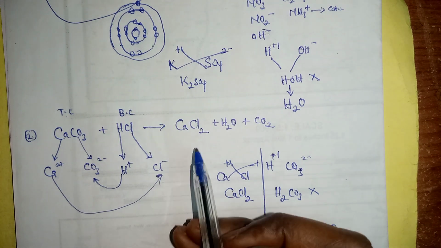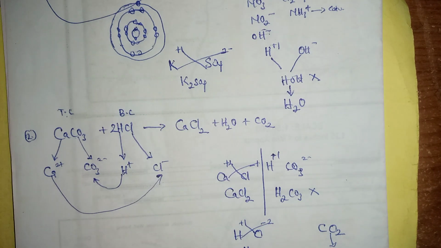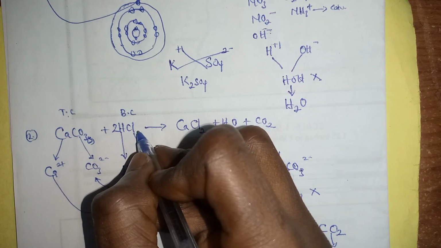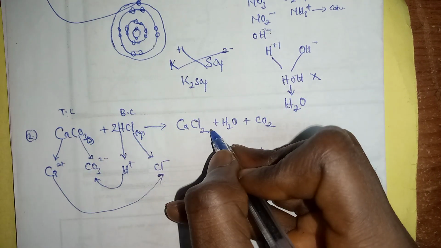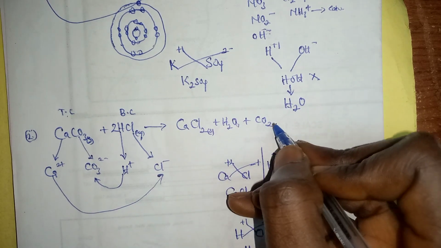If you look at it, we only have 2 chlorine here. So we are going to write 2 before the HCl, which gives 2 hydrogen here. So the equation is balanced. So this one is solid. This one is aqueous. This one is also solid. This one is liquid, and then this one is gas.